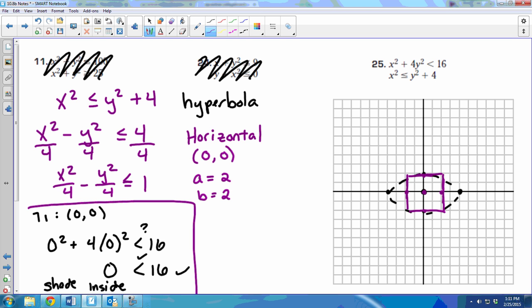Remember there were asymptotes with the hyperbola? They go through the corners of that box. That's why it's nice to have the box. Here are your asymptotes. I'll erase those probably in a second anyway.